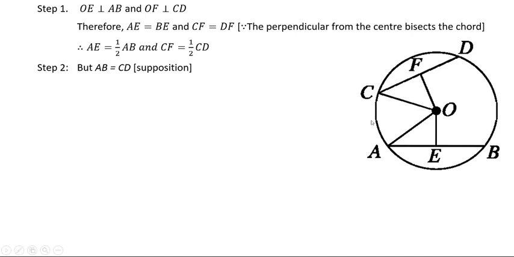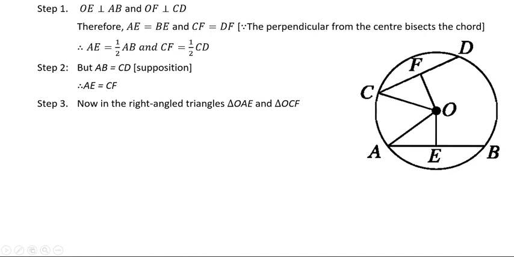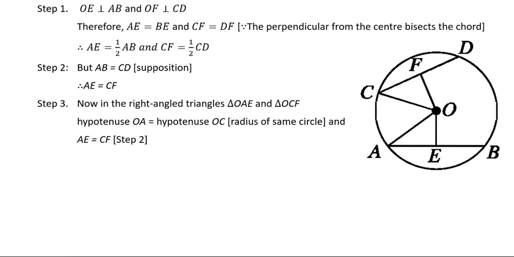Second step, given AB equal to CD. Therefore, AE is equal to CF. Now, third step. Now in the right angle triangle OAE and right angle triangle OCF, hypotenuse OA is equal to hypotenuse OC because they are radii of the same circle, and also AE and CF are equal from step 2. Therefore, triangle OAE and OCF are congruent.